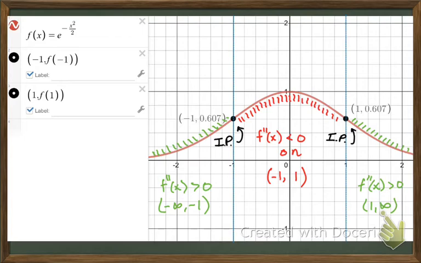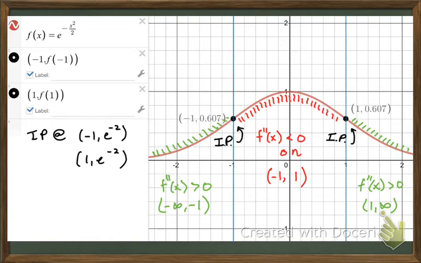So these are my inflection points, and I find their heights. I find the y values by plugging those into the original function, right? -1 e to the -2 and 1 e to the -2. That's that 0.607 that you see, which is e to the -2. I get that from plugging in 1 and -1 back into the f of x, there you see at the top left.